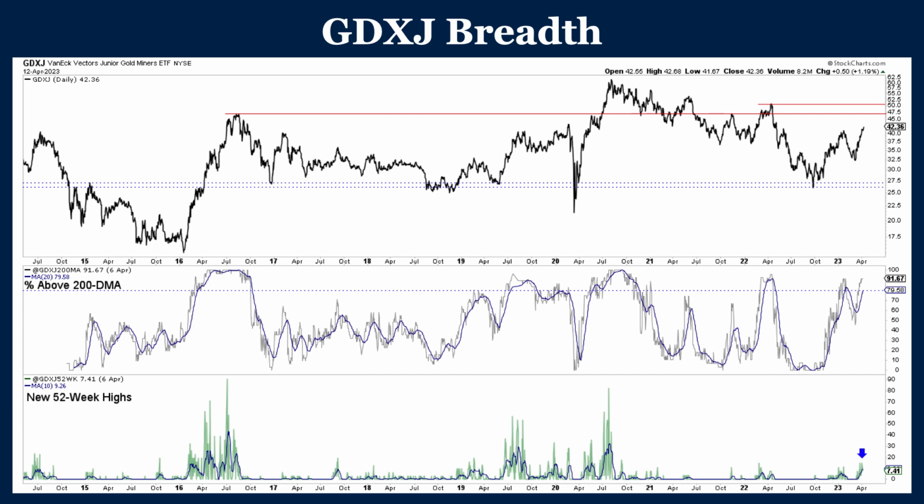And so one last thing, speaking about breadth. Here we have GDXJ, which, by the way, 46, 47, that's really significant resistance for GDXJ. Also, you have 50. So those are the potential targets I would look at. Now, looking at the indicators here, at the very bottom is the number of new 52-week highs, smoothed by a 10-day moving average. Then you have the percentage of GDXJ stocks trading above the 200-day moving average. By the way, this data is 2 days delayed.